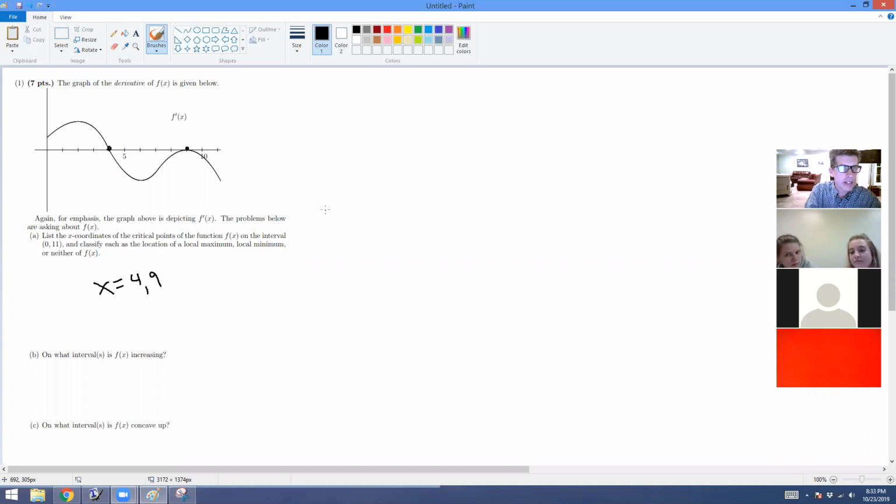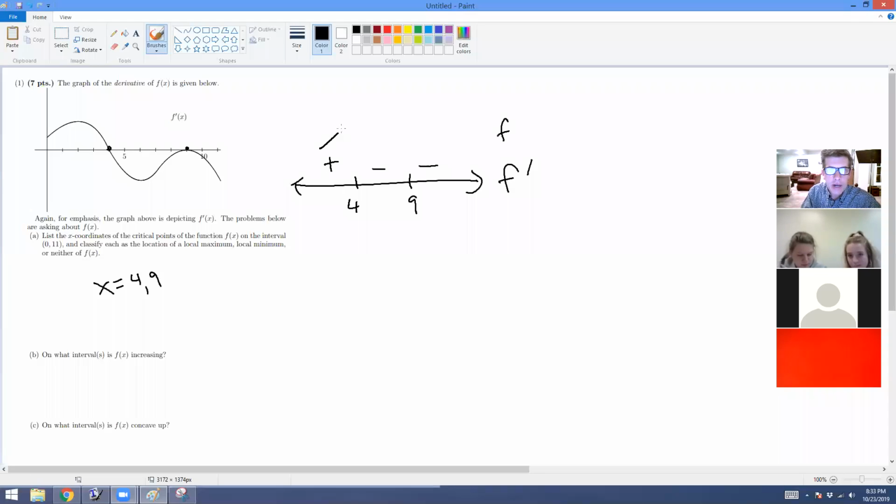I'm going to go ahead and just make a sign chart here for the derivative. Critical points are 4 and 9. And from the graph, when x is bigger than 9, is f prime positive or negative? Negative. Between 4 and 9? Negative. Same again, and then to the left of 4, positive. Okay, so we see f is going up, then down at 4, and down again.